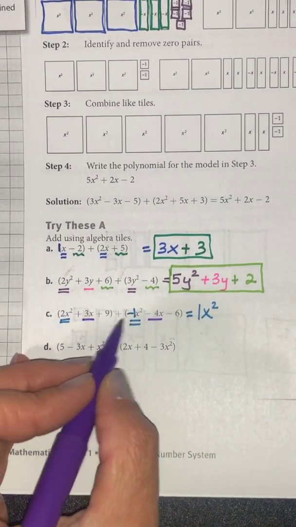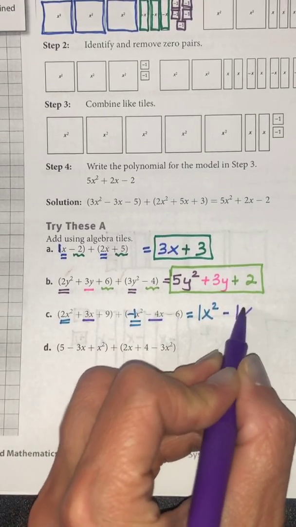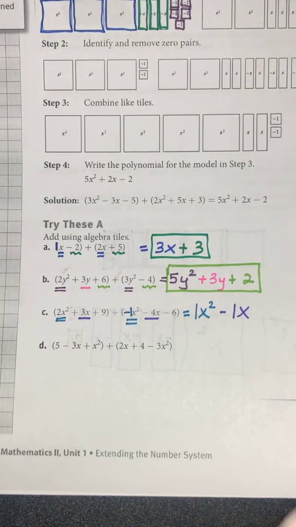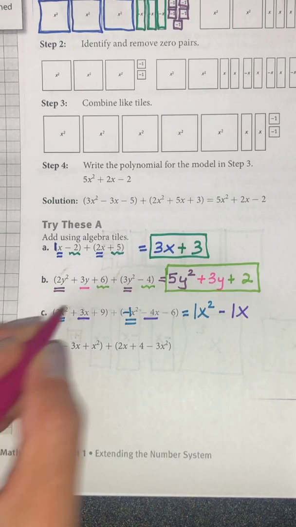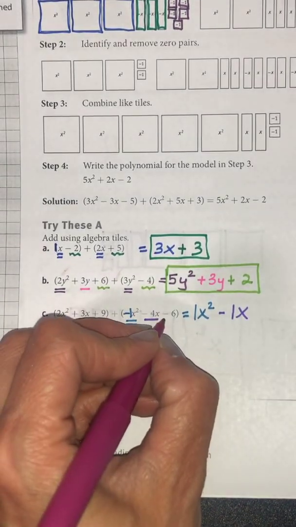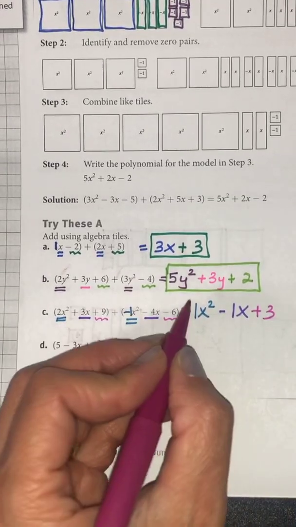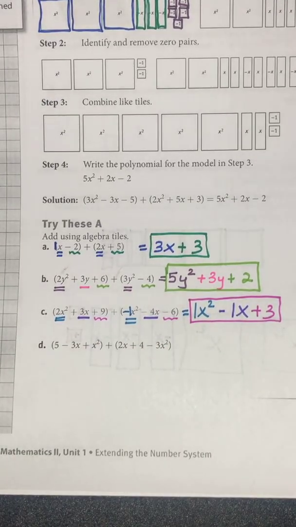So 3x plus negative 4x is a negative 1x. Again, you don't need to put the 1. I'm only doing it for right now, but pretty soon you won't see me do that anymore. And then 9 constant plus a negative 6 constant is a positive 3. So the answer would be x squared minus x plus 3.